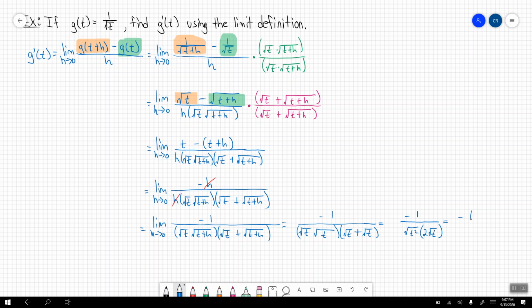If we multiply everything here, we get negative 1 over 2 multiplied by the square root of t to the power of 3. In other words, this simplifies to negative 1 over 2 times t to the power of 3/2. And this is your g prime of t. So once we did all the work, we're able to find that g prime of t is equal to negative 1 divided by 2 times t to the power of 3/2.